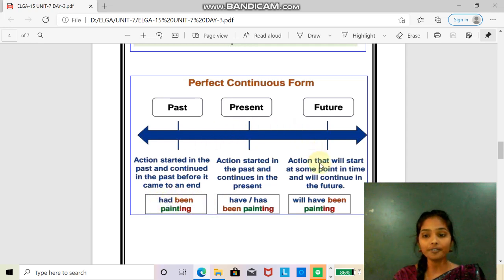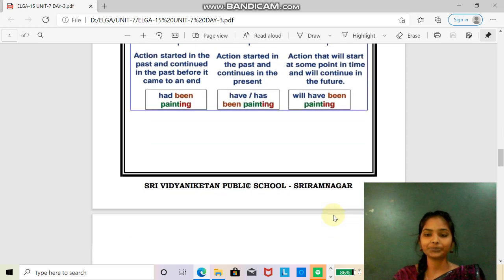When it comes to the future, the action will start at some point in time and will continue in the future. Actually, the action didn't start. It is going to start in the future and it is going to end in the future itself. That time we have to use the future perfect continuous tense. We can say, will have been painting. The helping verb we use is will have been.